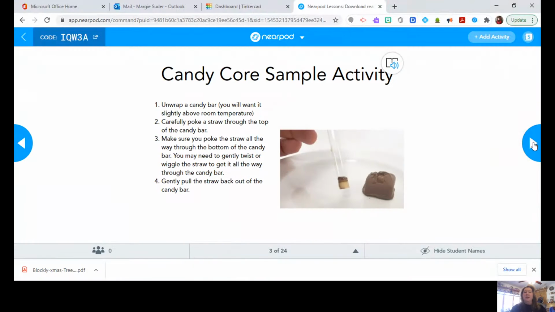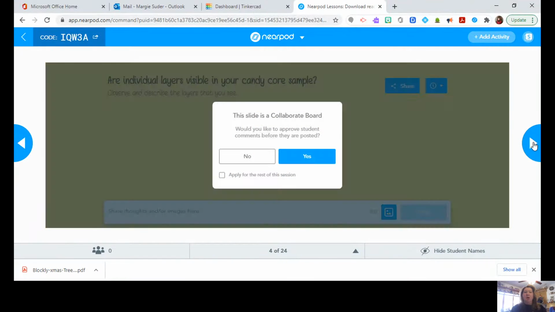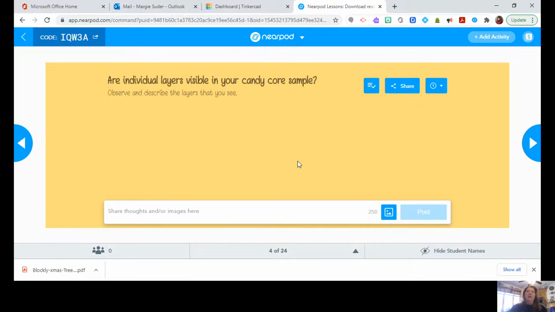All right, so now I want to share with you a little bit of my presentation so that we can talk about these things. All right, so we already took the candy core samples from all of our candy, and so now we're going to answer a question. Are individual layers visible in your candy core sample? Well, as I'm looking at my candy core layers, I can see there's chocolate, nougat, chocolate. I know this one's the Three Musketeer because if I remember correctly with that one, and I have it on my paper. So yeah, I see layers. So I'm going to type down here, yes, layers are visible.